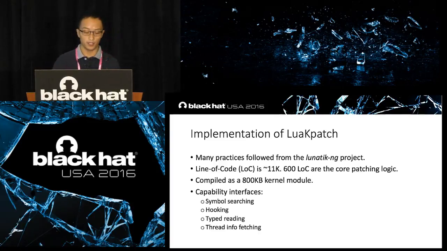We provide the following capability interfaces. The first one is symbol searching. You give a symbol to it, and it can search the address of the symbol. After it gets the address of the symbol, you can hook the address. You can do typed reading by reading any memory space with the type. And also we feed thread information into the patch so that it can see which thread it is in.